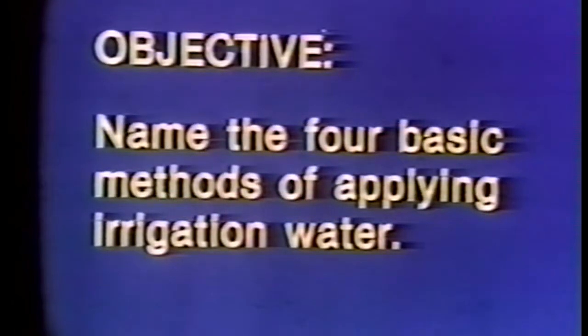This 5-part series is to introduce you to information necessary to help you assist farmers in planning a conservation irrigation system. Upon completion of this part of the module, you'll be able to discuss 4 basic methods of applying irrigation water and how you can help a farmer in selecting a method.